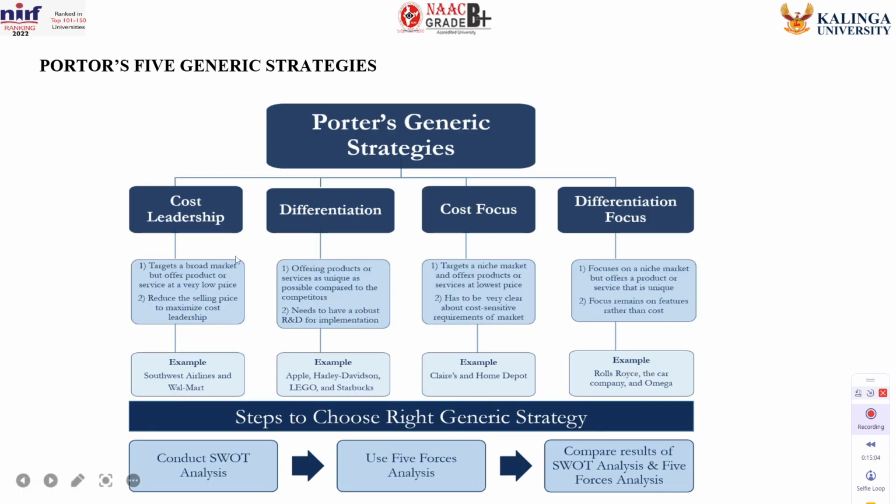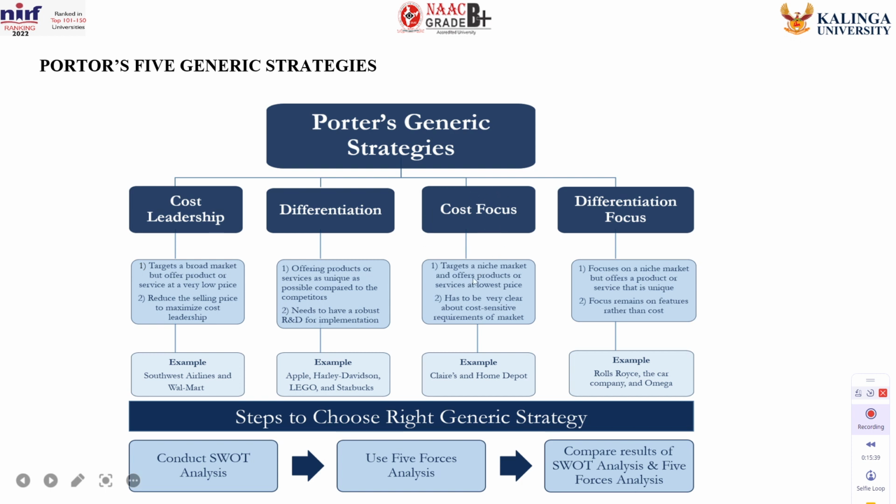Look at this one. It explains Porter's four generic strategies in detail. Cost leadership targets a broad market but offers a product or service at a very low price, reducing the selling price to maximize cost leadership. Examples are Southwest Airlines and Walmart. Then the differentiation strategy focuses on offering products or services as unique as possible compared to the competitors. It needs a robust R&D for implementation. Examples are Apple, Harley Davidson, Lego, and Starbucks.